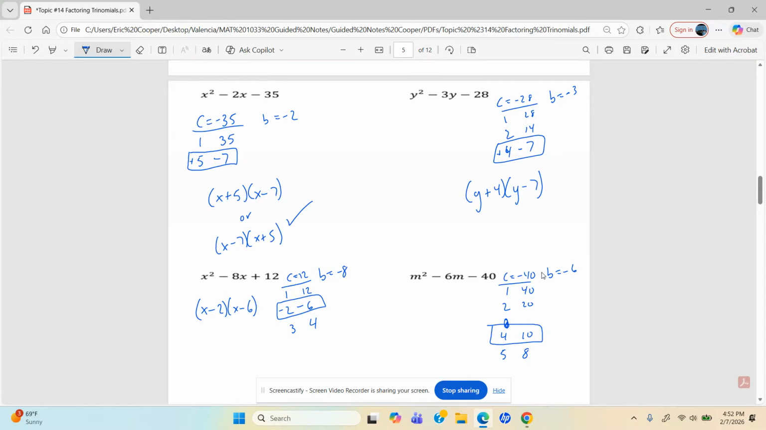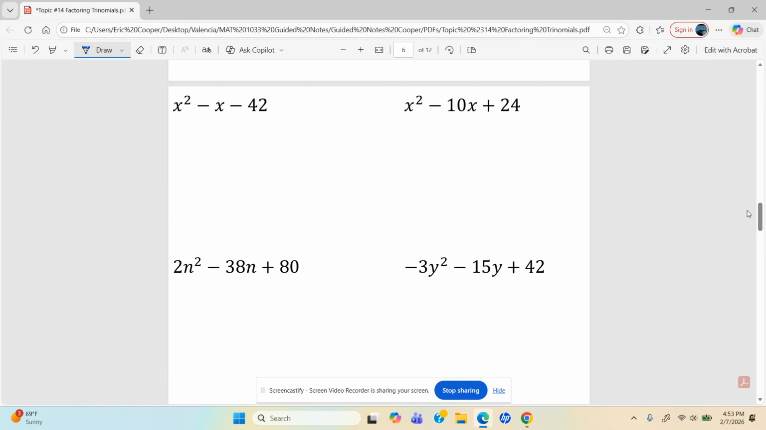I need this to be a negative 6, and I need the signs to be different to make it a negative multiplication. So negative 10 and positive 4. M plus 4, M minus 10. So again, multiplying to C to try to combine to make the middle term.